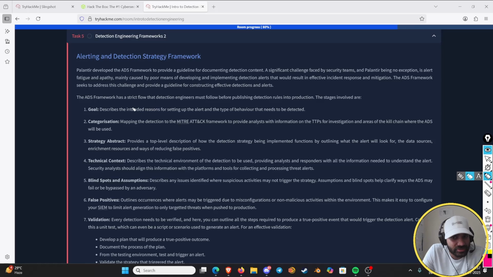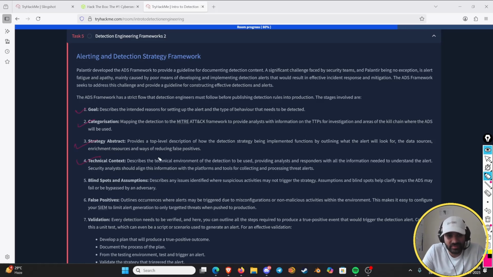The stages involved are: Goal, describe the intended reason for setting up the alert and the type of behavior that needs to be detected. Categorization, mapping the detection to the MITRE ATT&CK framework to provide analysts with information on TTPs for investigation and areas of the kill chain where the ADS will be used. Strategy abstract, provide a top-level description of how the detection strategy being implemented functions by outlining what the alert will look for, the data source, enrichment resources, and the way of reducing false positives.